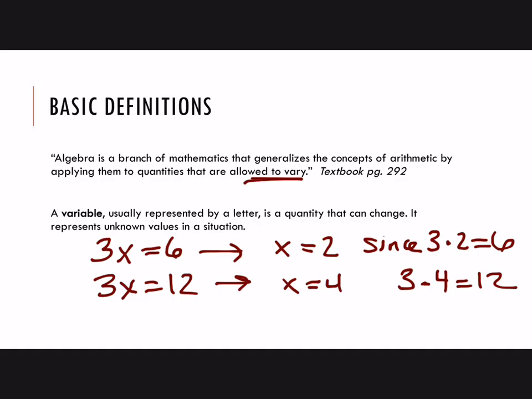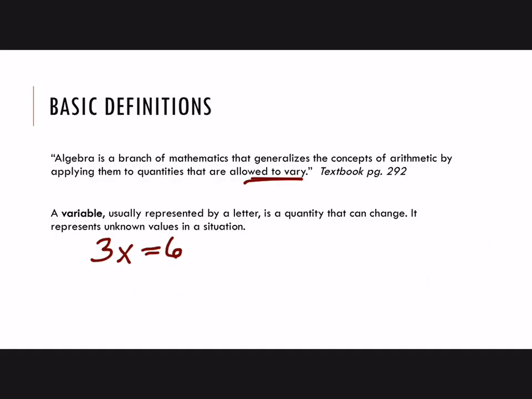Okay, so variables change, they vary in value, and the only exception to that would be within a single problem. So if you had the equation 3x equals 6x plus 8, now we're in the same context, so these x's both represent the same value.